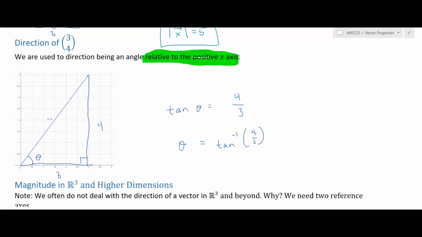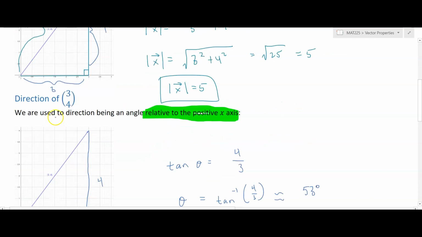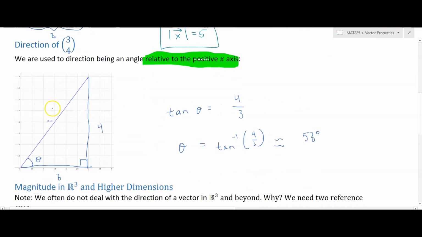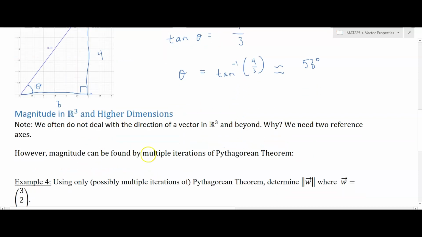And because it makes sense to reference angles as degrees, if they're physical angles, then we can say that this is about 53 degrees if we were to round to the nearest degree. So again, using basically right triangle geometry, we can find side lengths, we can find the length of a vector, we can find the angle of the vector, and so on and so forth.